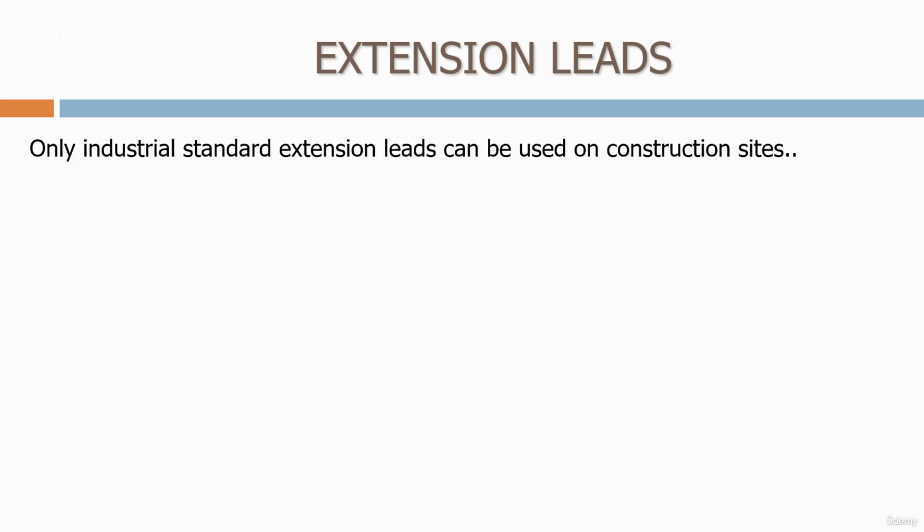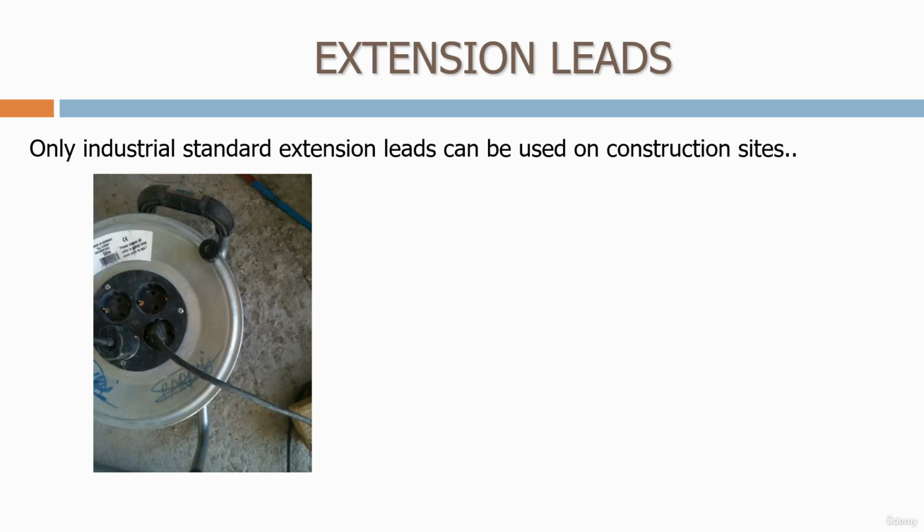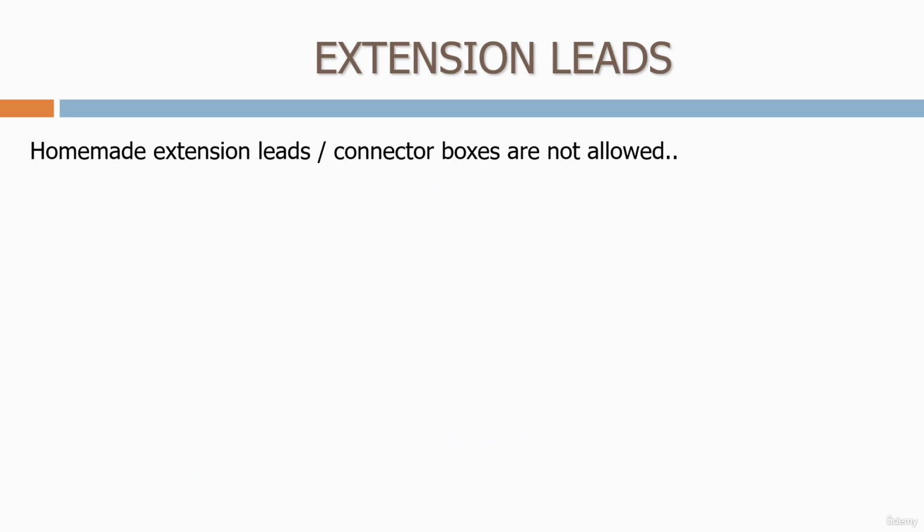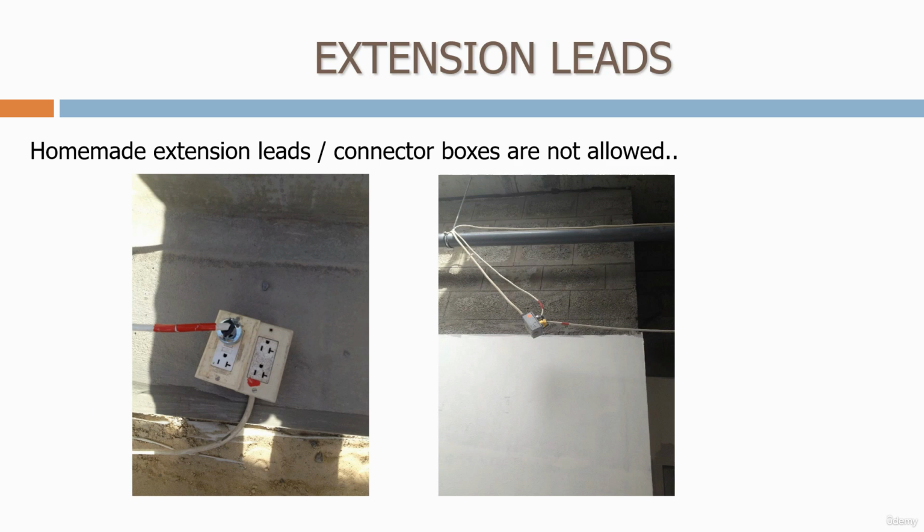Only industrial standard extension leads can be used on construction sites. Domestic standard extension leads are not sturdy enough and will get damaged. Homemade extension leads or connector boxes are not allowed. Here are some examples of some poor quality extension leads.